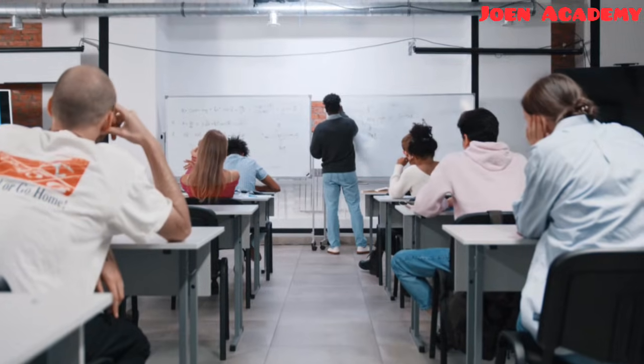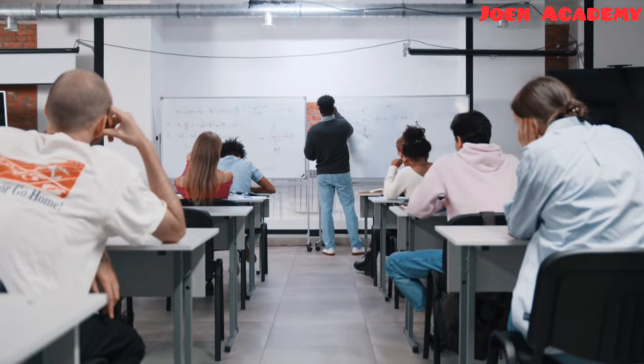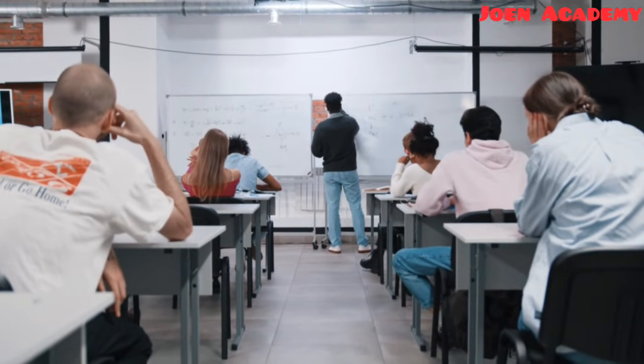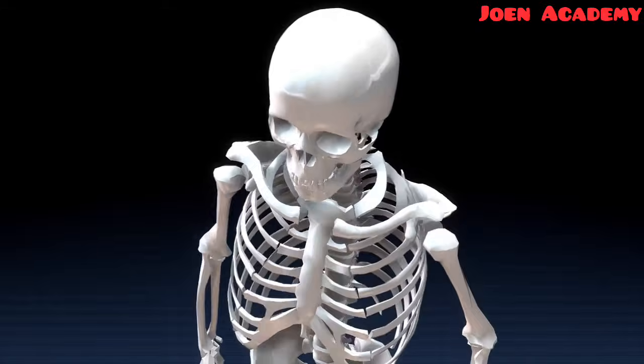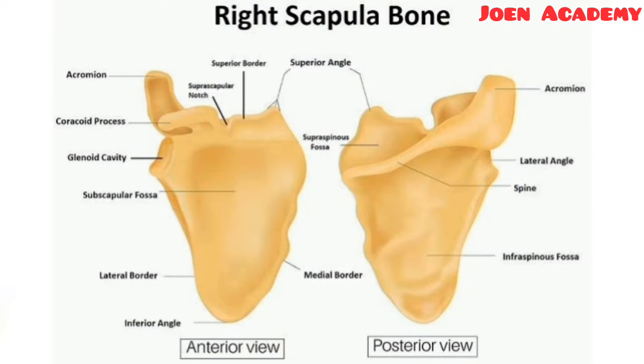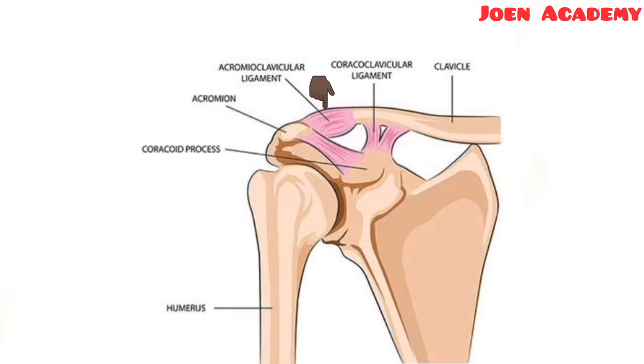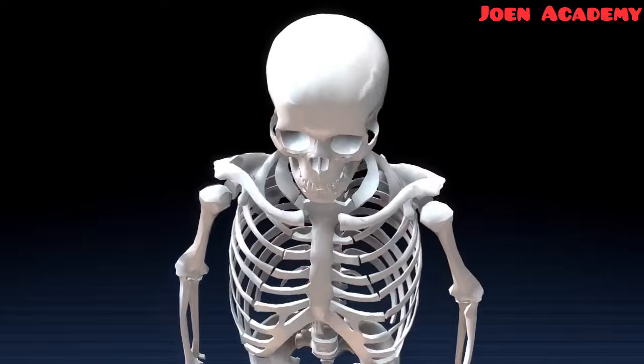Having understood the different bones of the upper limb, let's take them one after the other. We start first with the scapula. The scapula is also known as the shoulder blade. Like we stated earlier, it articulates with the humerus at the glenohumeral joint. It also articulates with the clavicle at the acromioclavicular joint. In doing so, the scapula connects the upper limb to the trunk.